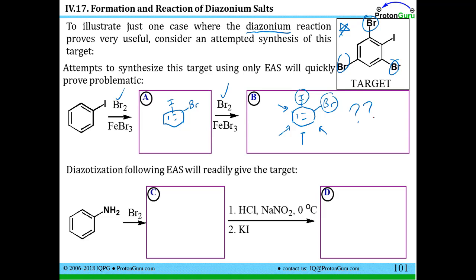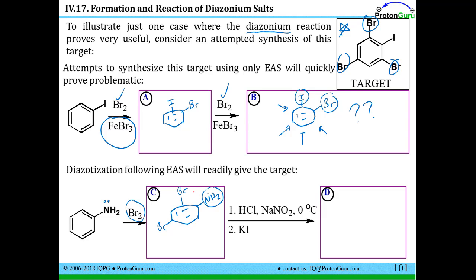Consider, on the other hand, if we start with aniline and do a bromination reaction. Now, aniline has this NH2 group, which is an activating group. In fact, it's so activating, I don't even need to add the FeBr3. I can just use bromine to do this reaction. If I do that, my NH2 group will direct the first bromine to go either ortho or para to it. It will still direct the next bromine to go ortho or para to it because it is still a stronger activating group than the bromine.